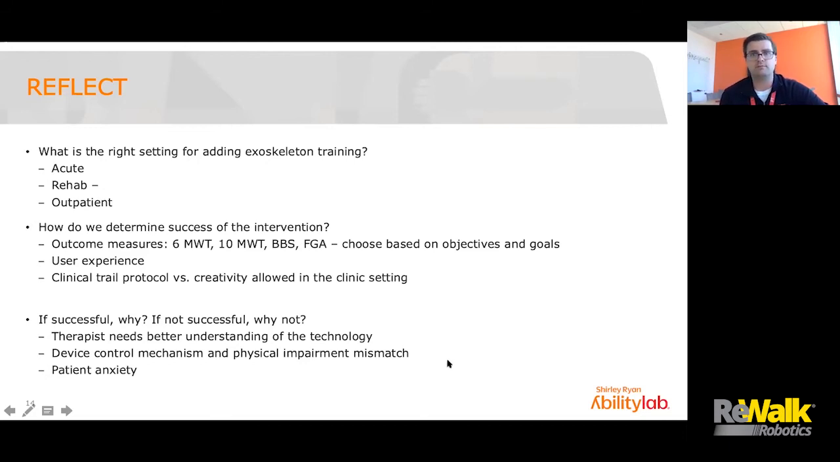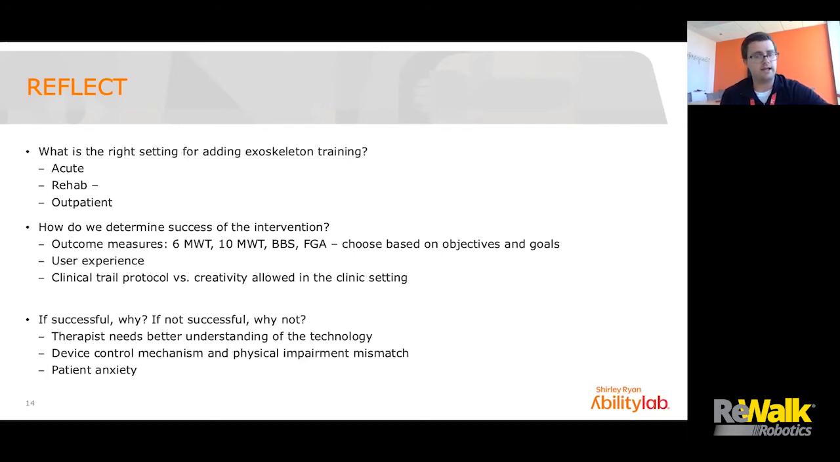It's probably not going to continue to be the same settings and the same thing every day. You're going to have to think about the progression strategy. And if it wasn't successful, is it possibly because I, as a therapist, don't quite understand how this technology is working, like how the background stuff works? Do I not fully understand the device control mechanisms or that kind of thing?